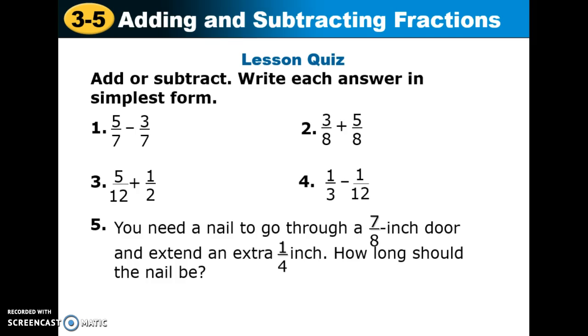5/7 minus 3/7 is 2/7. Common denominator, you can just subtract. Number 2, 3/8 plus 5/8. Common denominator, 8/8, which equals 1. Number 3, unlike denominator, you have to find a common denominator. 11/12. 4, find a common denominator and simplify. 1/4. And that last one, 1 1/8. There's adding and subtracting fractions in 8 minutes.